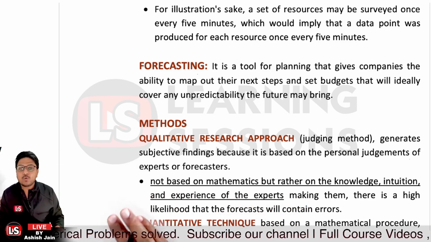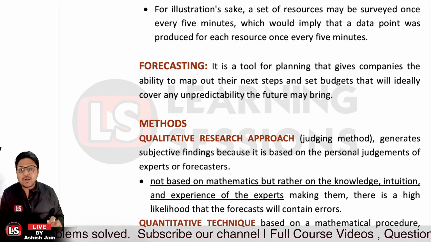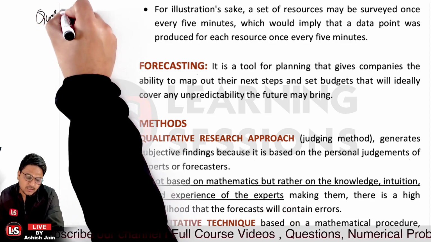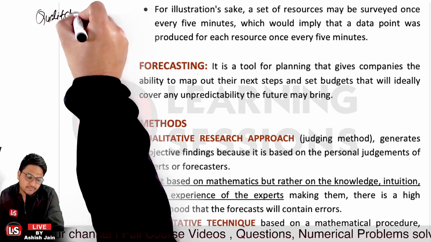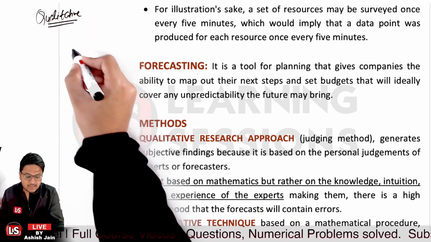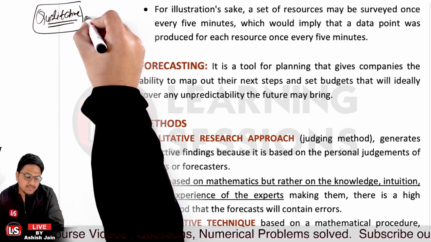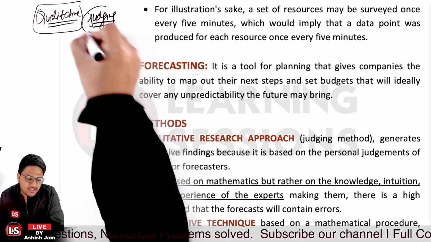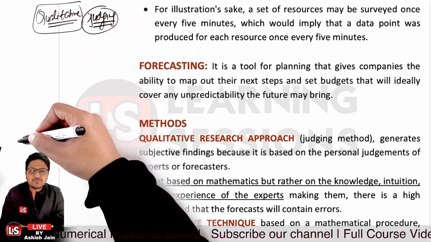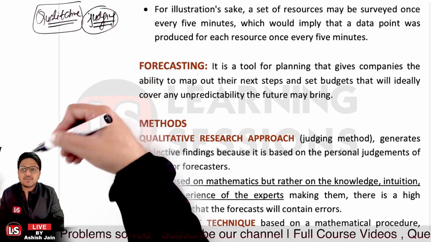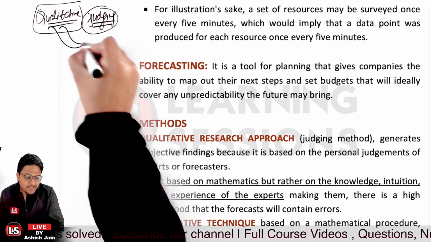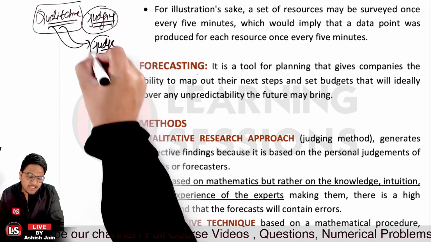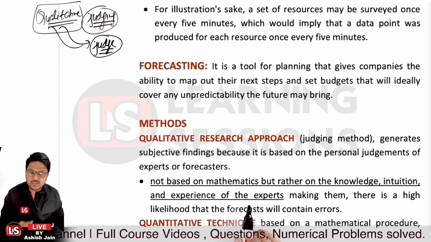So the method could be the qualitative research approach. In the case of the qualitative approach, it's a subjective method, or we can say a judging method. Why a judging method? Because whosoever the experts are, they will have their personal findings, and whatever predictions are made will be based upon their own judgment. So there is a very huge chance of error in the predictions, right?